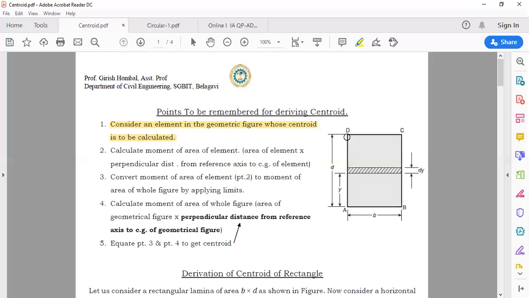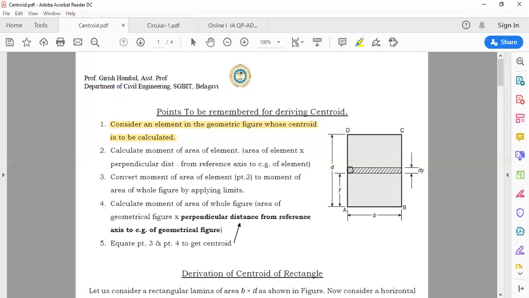Now, in this case, I want to calculate the centroid of rectangle ABCD. So my first step is I should consider an element, in the sense some portion, some part of that geometric figure is to be considered. So you can just see this hatched portion here, which I have considered. So this is a small element in that rectangle.